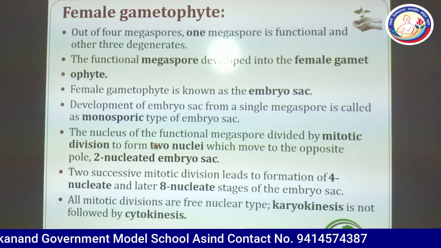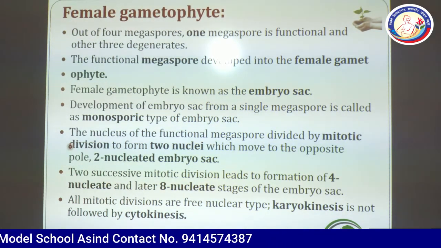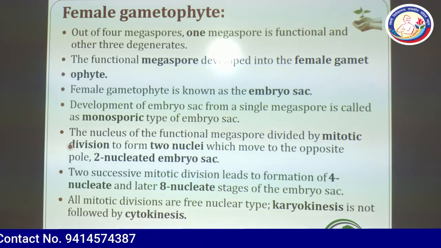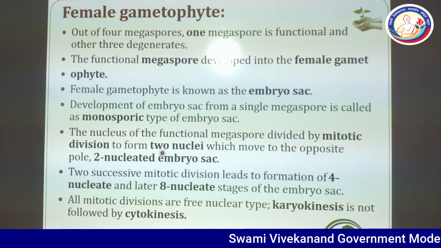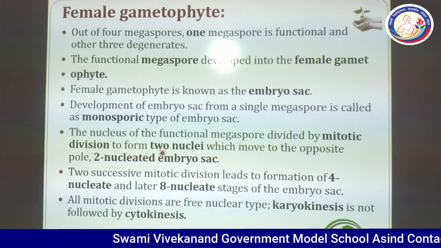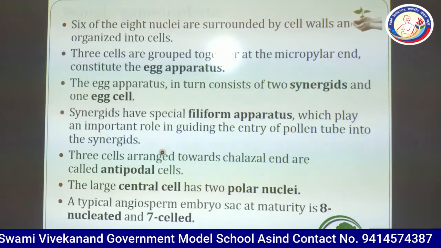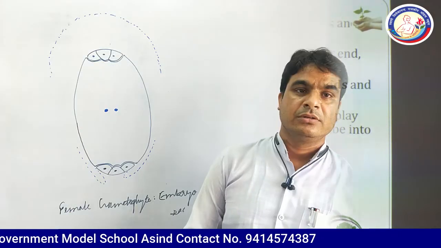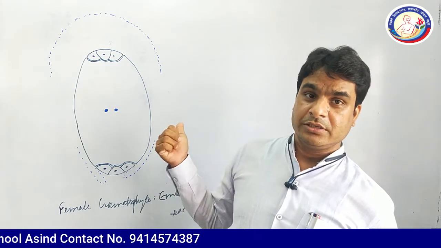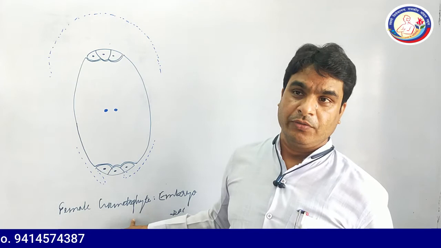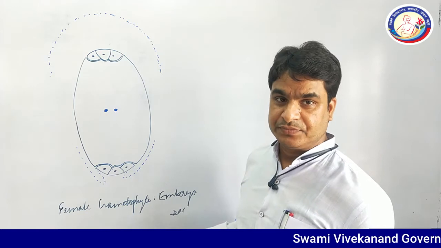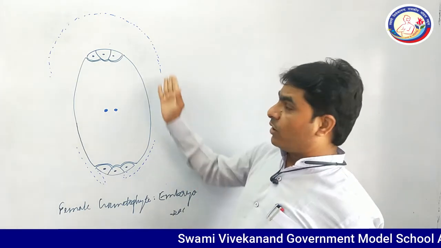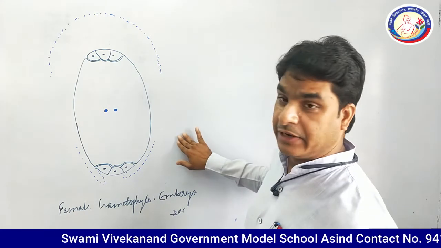The nucleus of the functional megaspore divides by mitotic division to form two nuclei, which move to the opposite poles, forming a 2-nucleated embryo sac. So dear students, we will discuss here the structure of the female gametophyte. This is the structure of the female gametophyte, also known as embryo sac. Have a look here. Basically, this is an oval-shaped structure, and it contains 7 cells.